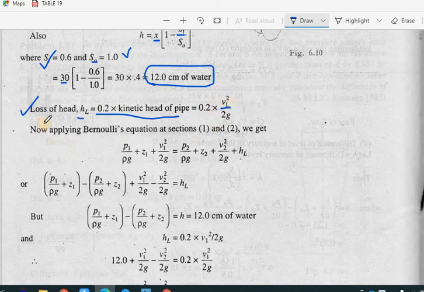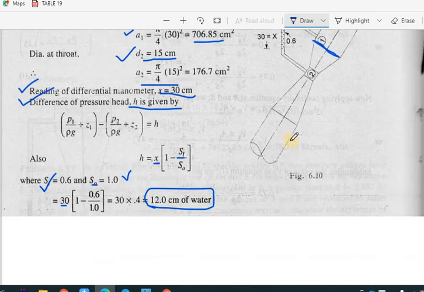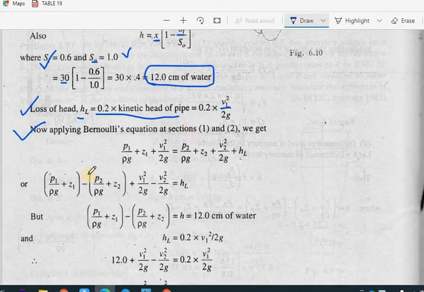So now we will apply Bernoulli's theorem between point 1 and point 2. The formula will be: P1 by rho g, that is the pressure head at the first point, plus the datum height at the first point, plus the velocity head at the first point, equals the pressure head at the second point, plus the datum height at the second point, plus the velocity head at the second point, plus the head losses.